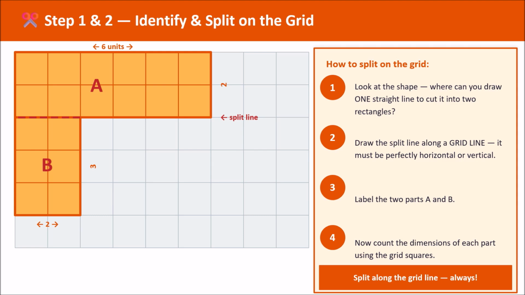So when you observe rectangle A, the columns are 6 units and the rows are 2. So the area of A is 6 times 2, which is 12. And for B, the area is 3 times 2, which is 6. So altogether 12 plus 6 gives you a total area of 18.